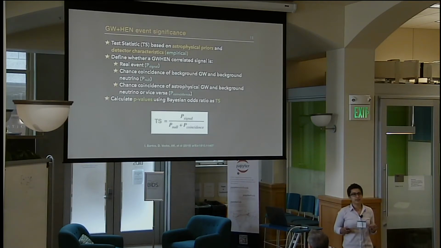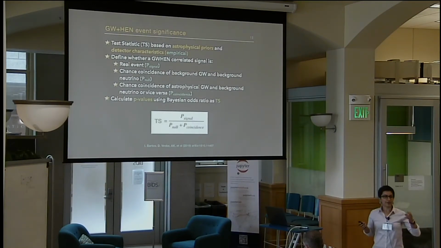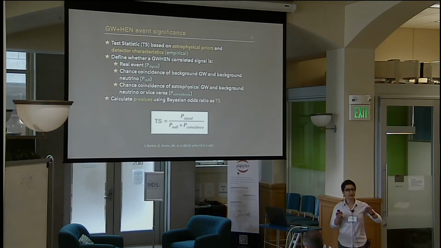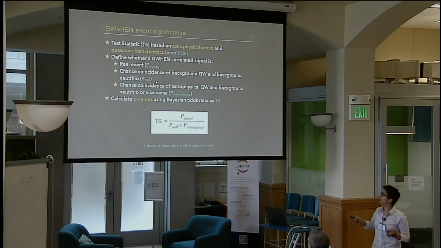Then we define a test statistic that is actually incorporating all the astrophysical priors and detector characteristics. And we define whether any gravitational wave or high-energy neutrino alert is a real signal, meaning that the gravitational wave and neutrino both are from the astrophysical signal. And there are two other options. We can have chance coincidence of a background gravitational wave and a background neutrino. In the case of public alerts, because we assume that all the gravitational waves are actually signals, this is 0. And then we also could get chance coincidence of astrophysical gravitational wave and background neutrino, or vice versa, in the case of subthreshold data.